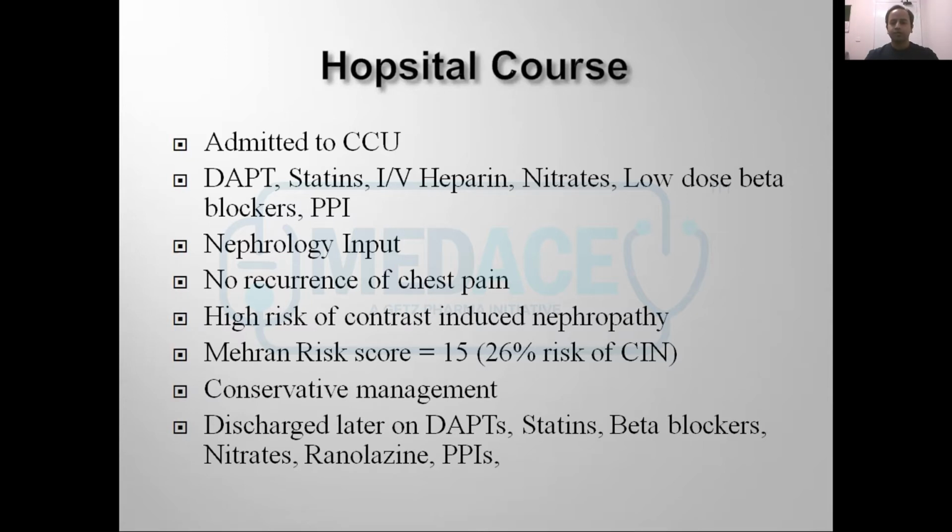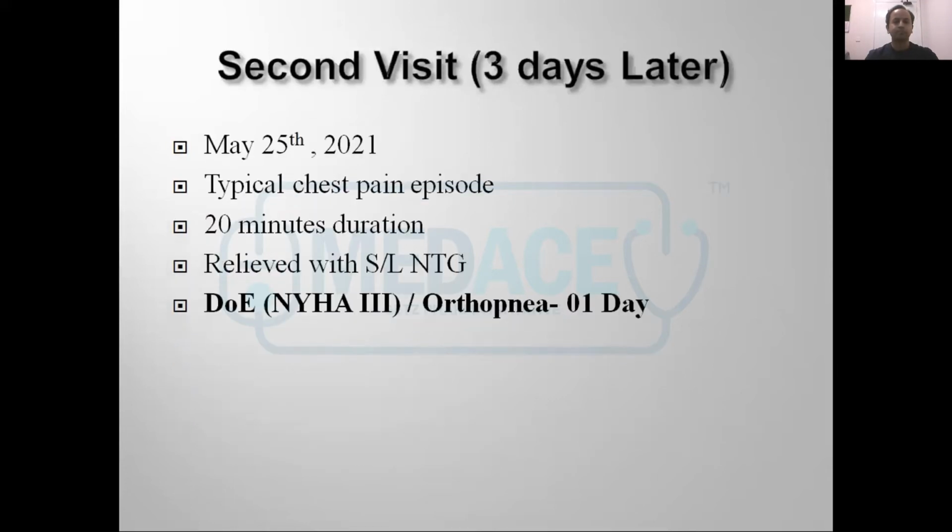The patient was reviewed by the nephrologist, and we were told that if we proceed with the procedure or any intervention, it will be high risk for contrast-induced nephropathy, with a given risk of 26%. So given the whole scenario, it was decided by the consultants and the team that he should be managed conservatively as he is asymptomatic and he had presented a little bit late to us. So we discharged this patient on dual antiplatelets, statins, beta blocker, and full anti-anginal therapy that could be offered.